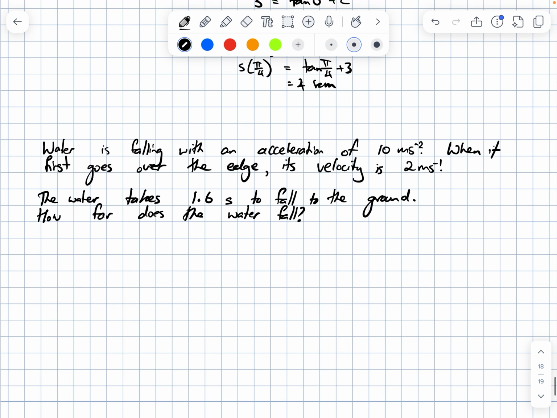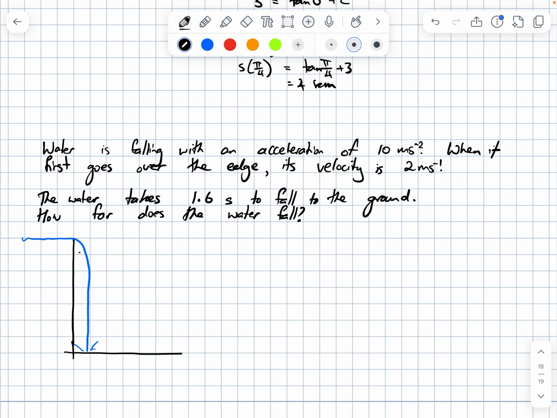Number 2, water is falling with an acceleration of 10 meters per second squared. When it first goes over the edge, its velocity is 2 meters per second. The water takes 1.6 seconds to fall to the ground. How far does the water fall? So I would say a picture would be really useful for this. Now I'm going to define my axes, and it's really important to define your axes. There, and I've got water falling, it's running down, it's a river, and then it falls over the waterfall. And it goes down, then it hits, splashes a bit.